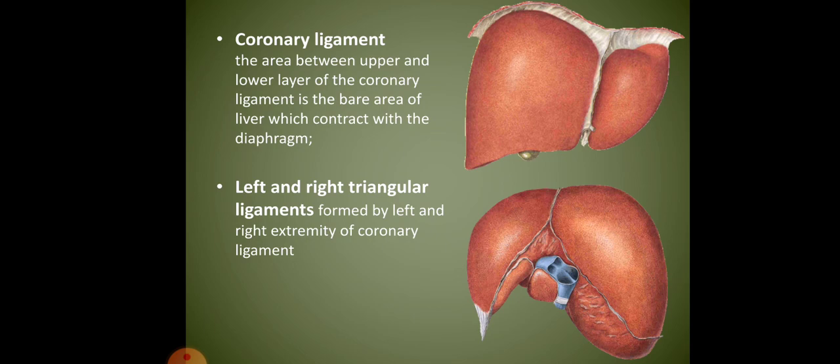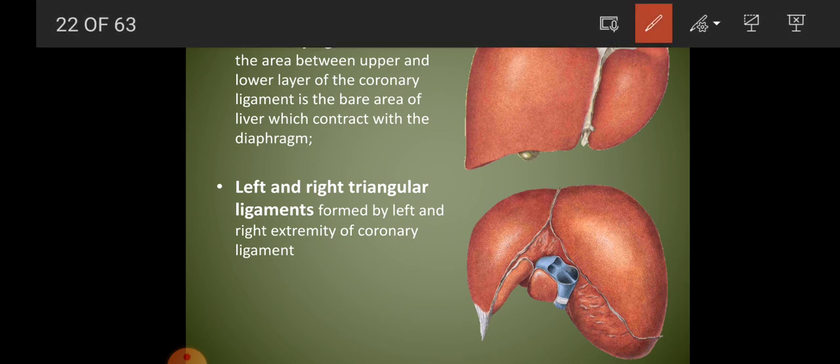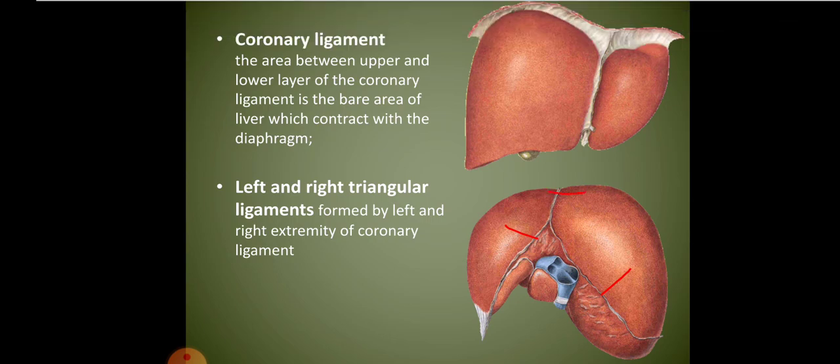Next is the coronary ligament. In the diagram we can see these are the two coronary ligaments. This is the falciform ligament. So the area between the upper and the lower layers of the coronary ligament is the bare area of the liver, which is in contact with the diaphragm.